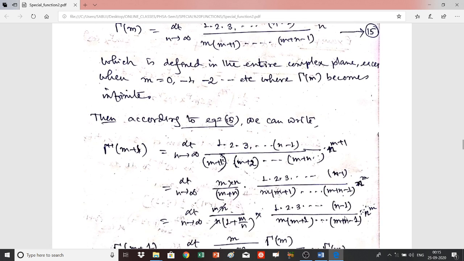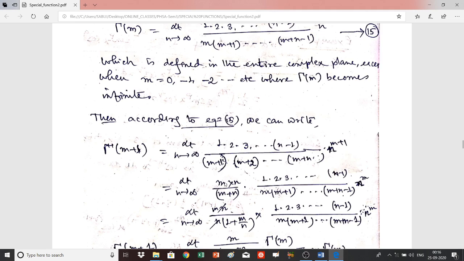And now the job is to simplify this equation. So this is limit n tends to infinity, and I write here m into n. I have taken one n from here, so the rest will be n to the power m. So one n comes here, and then this m plus n is here, and you have additionally taken m in this case.